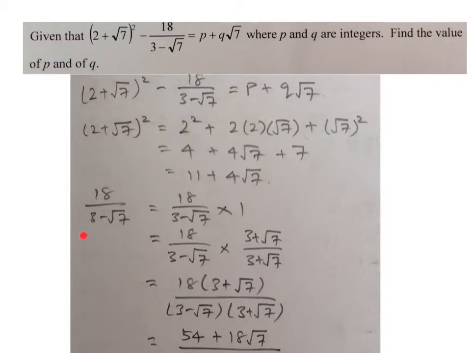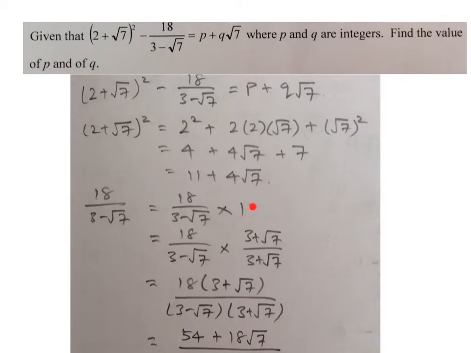As for the second term, which is 18 divided by 3 minus square root 7, I will have to rationalize the denominator. So first I multiply by 1, and I change my 1 to be the conjugate of my denominator. What do you mean by conjugate? Again, I have 3 minus square root 7 over here. So the conjugate of it is I just basically change the sign in the middle. I have 3 plus square root 7.